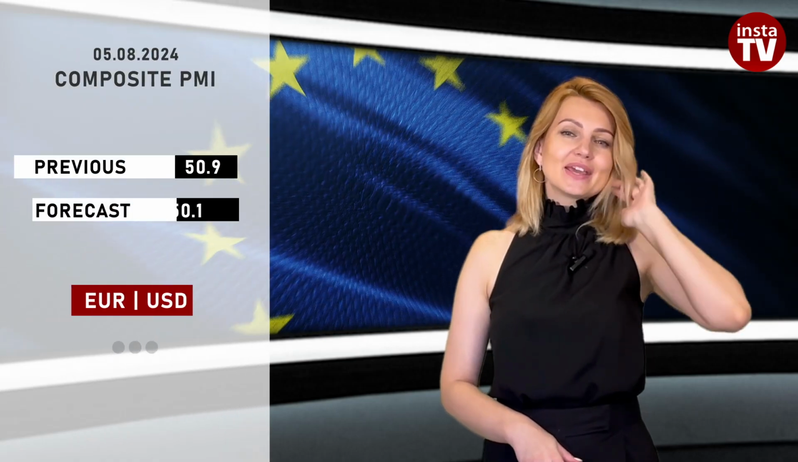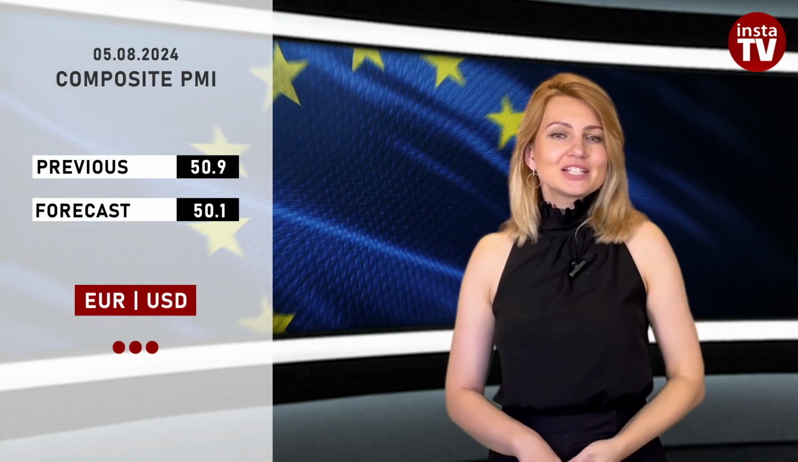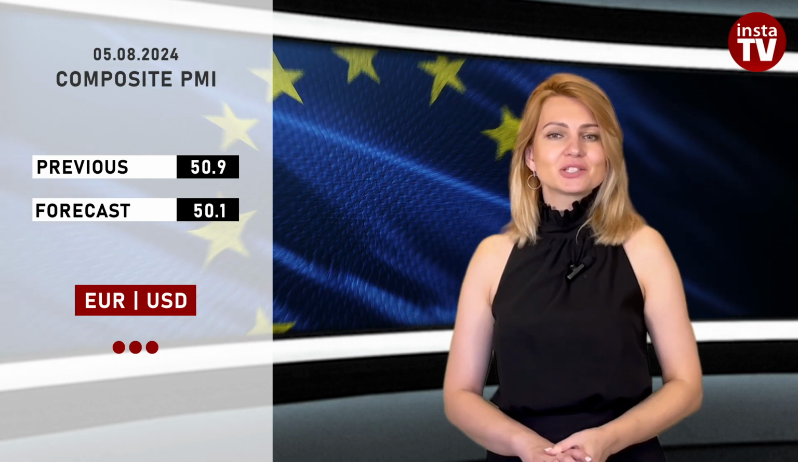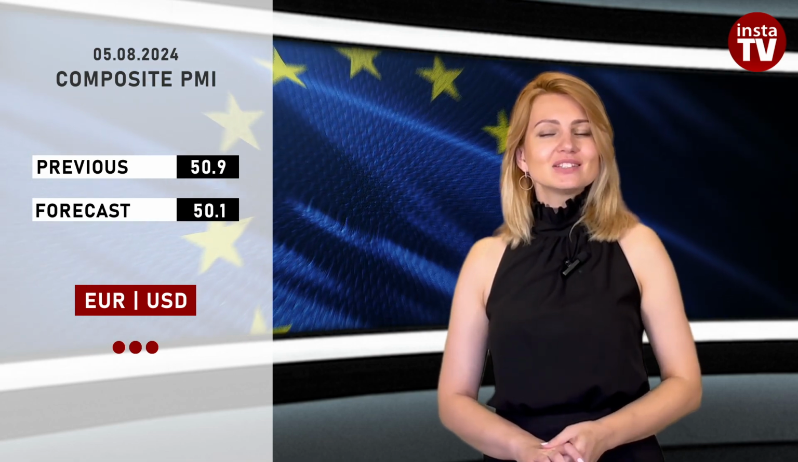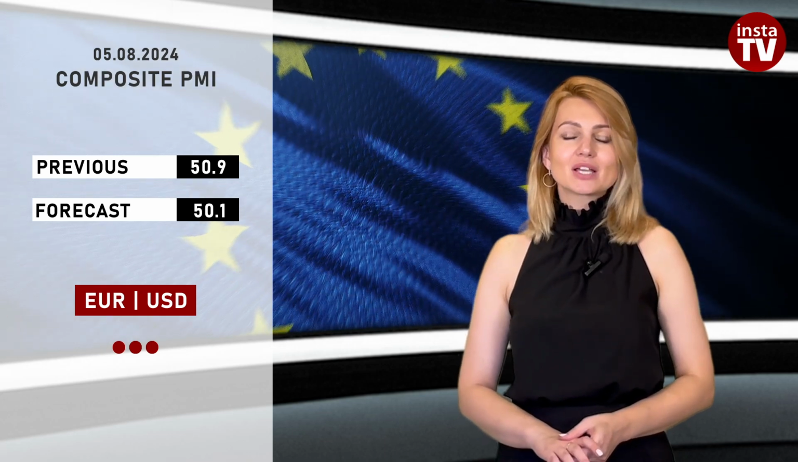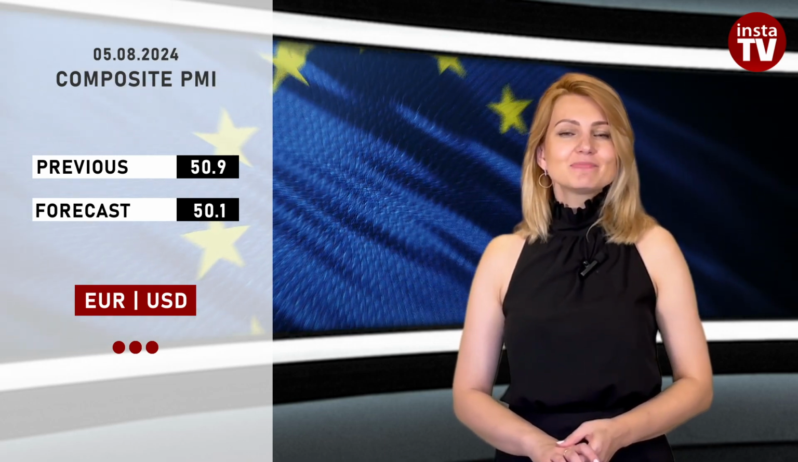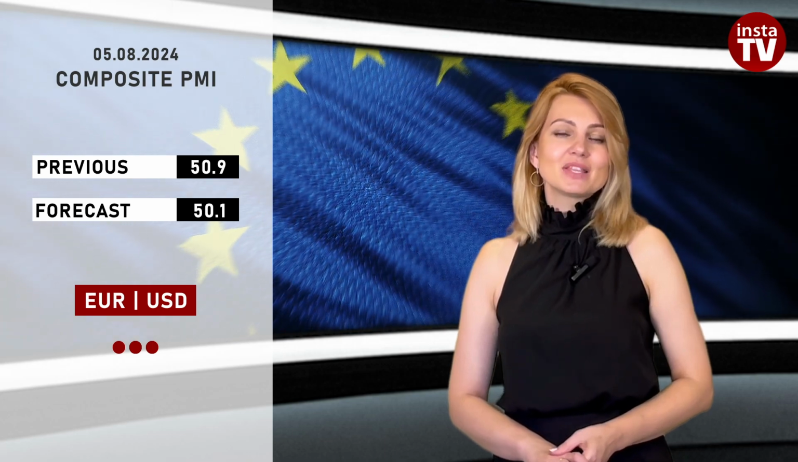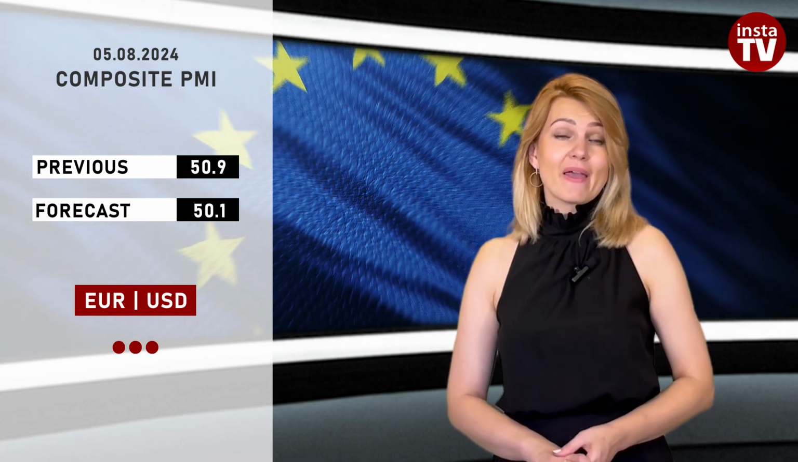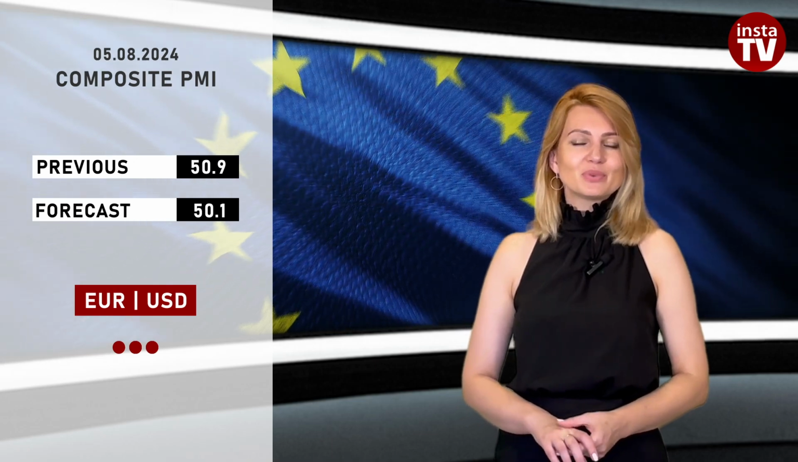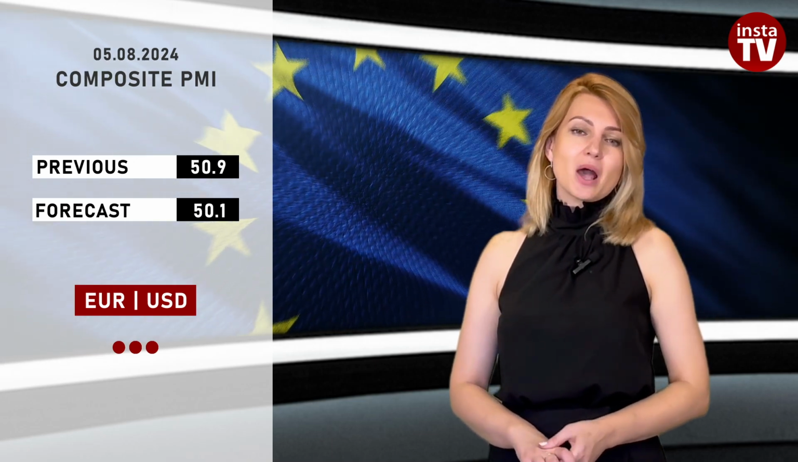In the euro area, where the manufacturing sector typically lags behind and services drive growth, a projected decline in the composite index signals a serious economic downturn. Despite heightened activity in the services sector amid the ongoing Olympic Games in Paris, a decrease in the composite PMI to 50.1 points could drag the euro down against the US dollar.